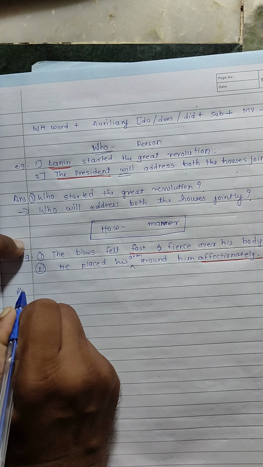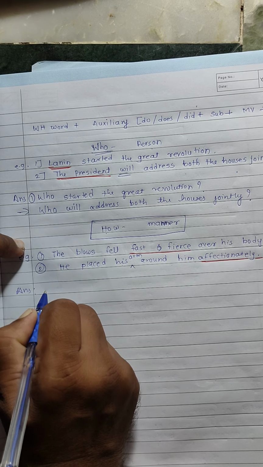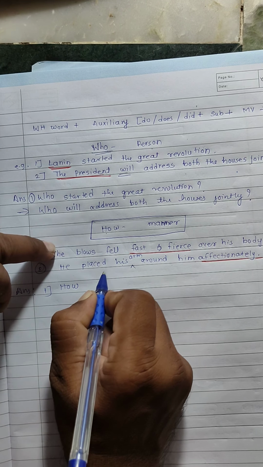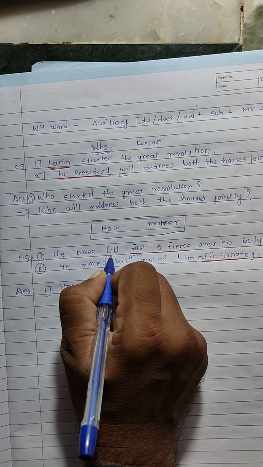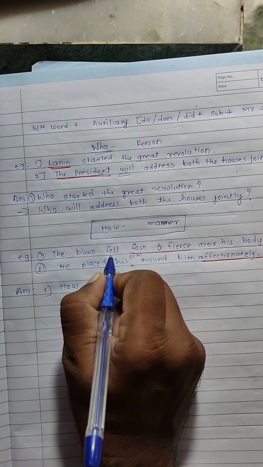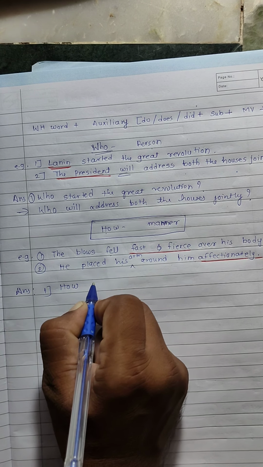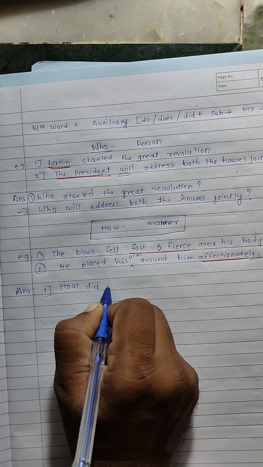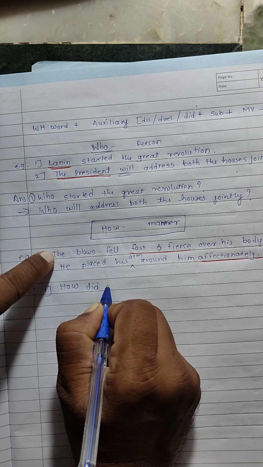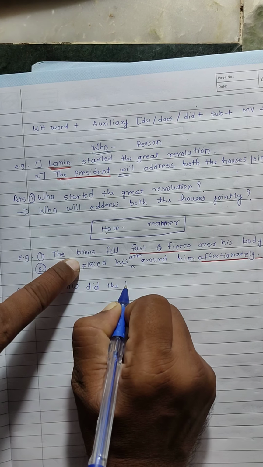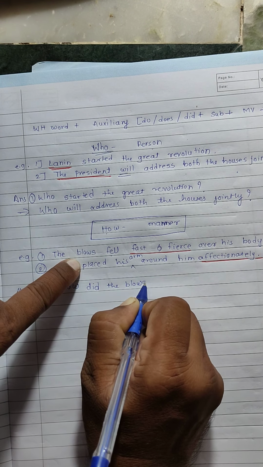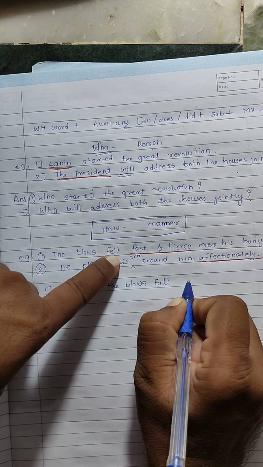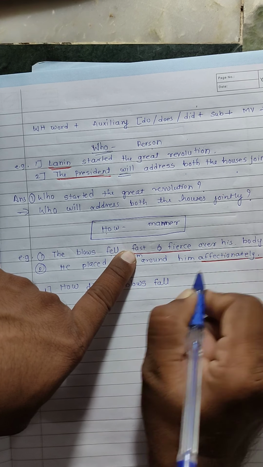So let us begin with the question. First sentence, how fell. Fell is the past form, fall is the first form. So we just use did here. How did, the noun, that means the subject, the blows, then the verb, fall, and over his body.